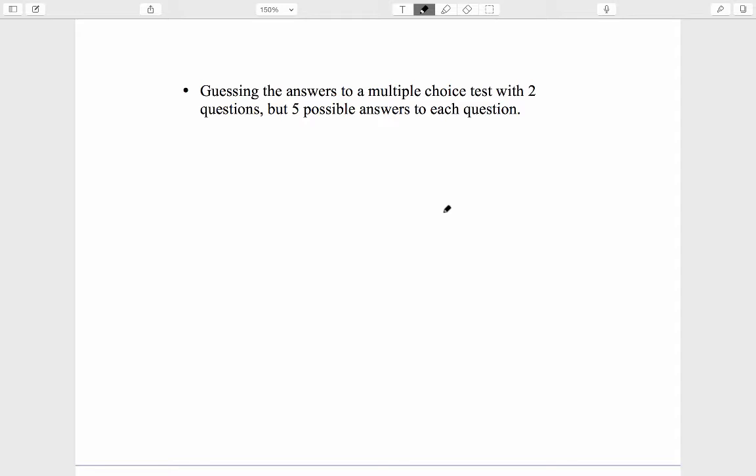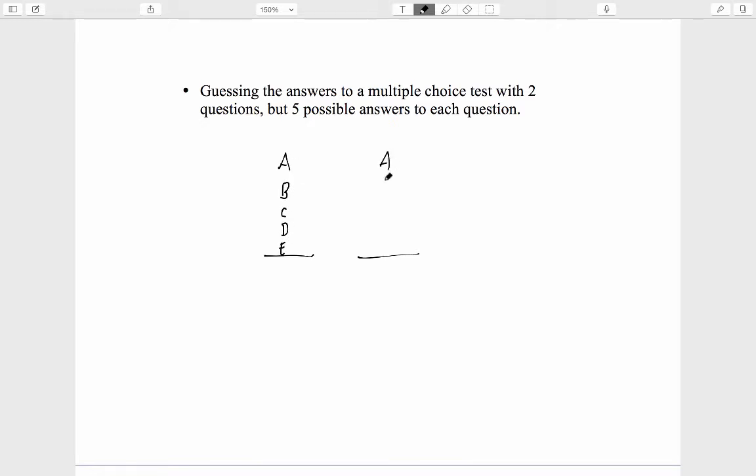What about guessing the answers to a multiple choice test with 2 questions, but 5 possible answers to each question? This is not a job for 5-letter words in a 2-letter alphabet, but rather for 2-letter words drawn from a 5-letter alphabet. Forming a set of answers is a 2-stage process.